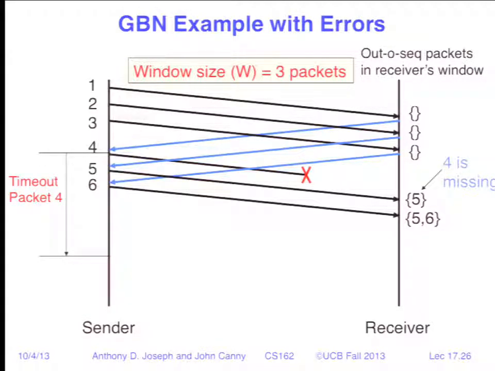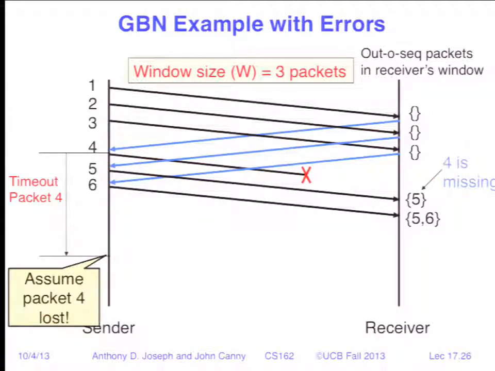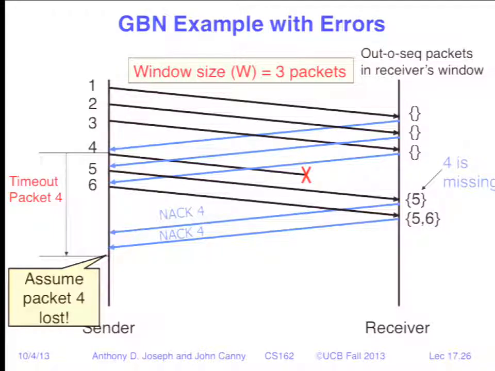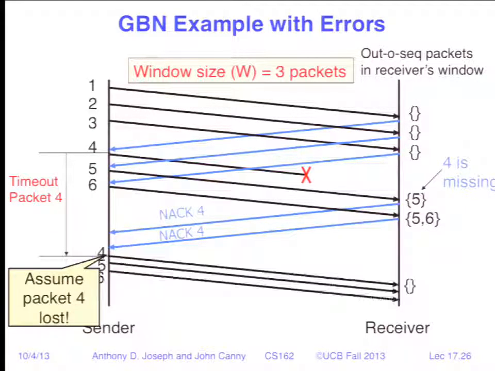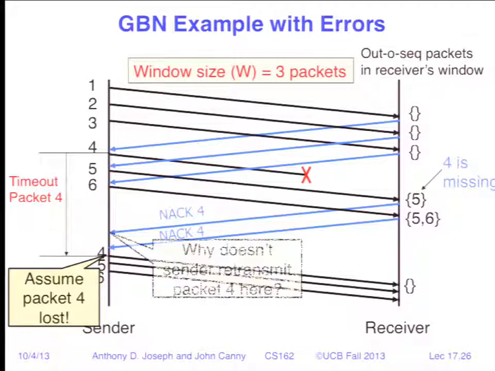Now, a timeout will occur for packet 4, and then we have to assume it's lost. And so now we may also, as an optimization earlier on, get a negative acknowledgement for 4. But even if we do get a negative acknowledgement, we can't retransmit the packet. We wait until the timeout and then transmit it. Now, why don't we retransmit it earlier? Any ideas?